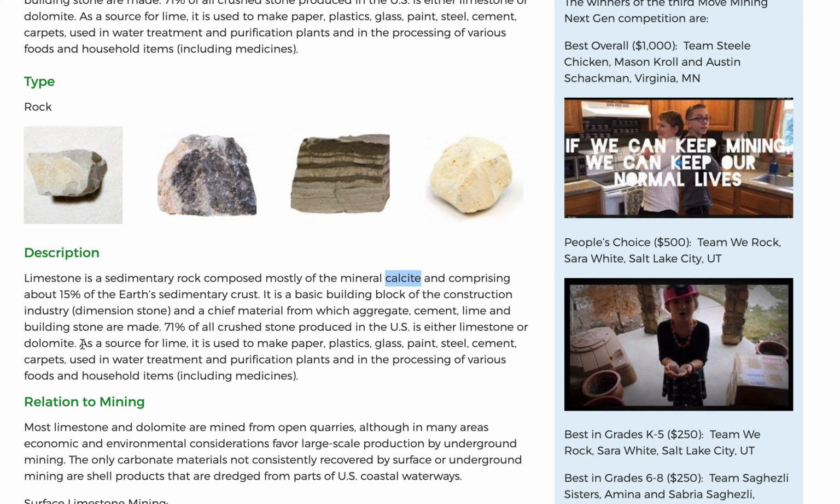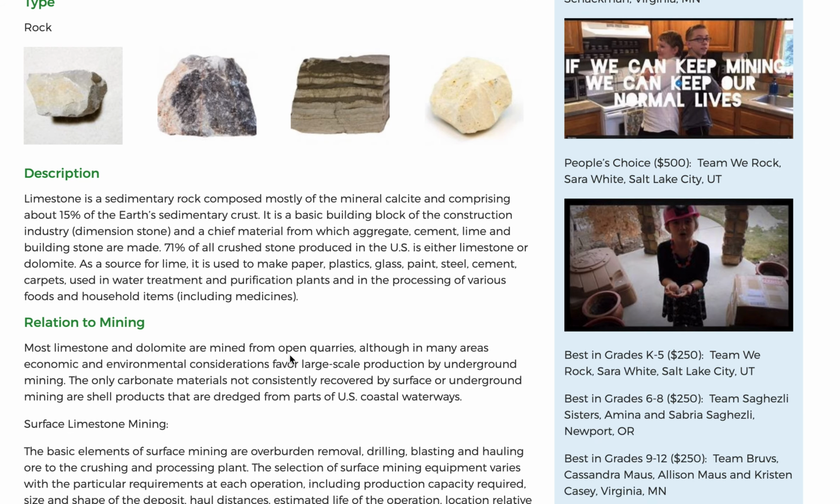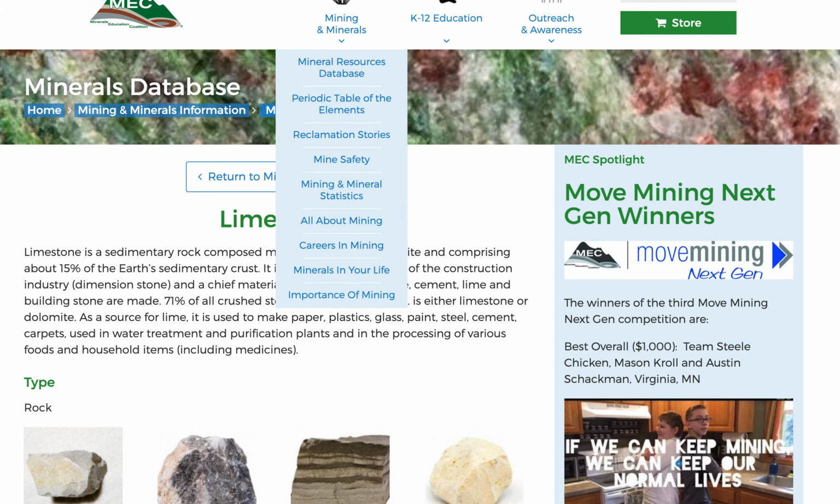Now, don't write this. It's used to make paper, plastic, glass, paint, steel, cement. These are not natural resources. These are products, so they're not the resources. This is what we make with the calcite. So don't write that.